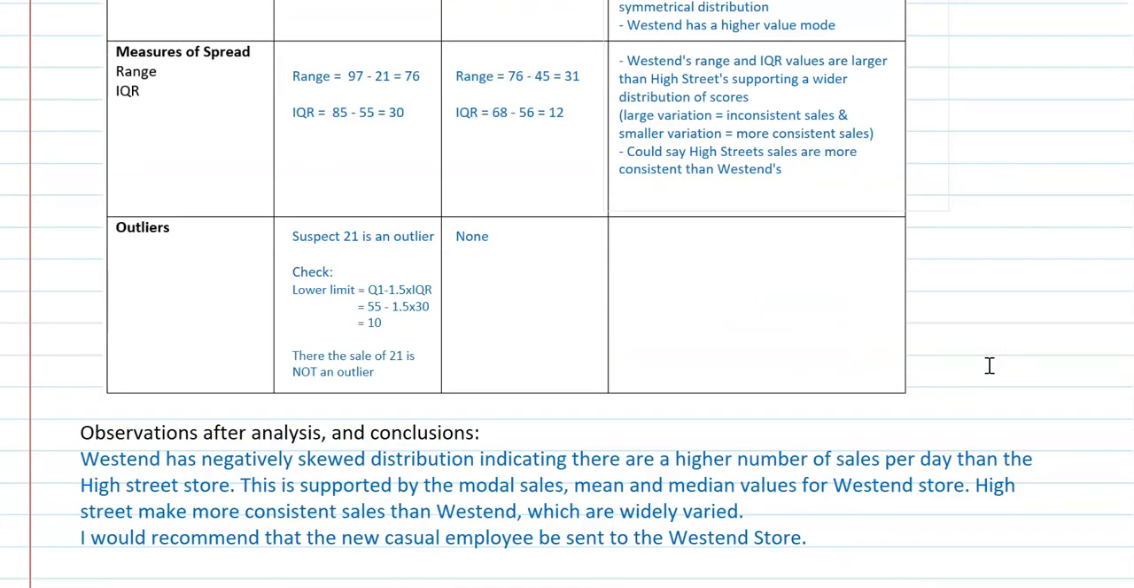So I wrote, West End has a negatively skewed distribution, indicating there are a higher number of sales per day than the High Street store. This is supported by the modal sales, mean and median values for the West End store. High Street makes more consistent sales than West End, which are widely varied. I would recommend that the new casual employee be sent to the West End store. So anything along the lines of what I just said would be fine.